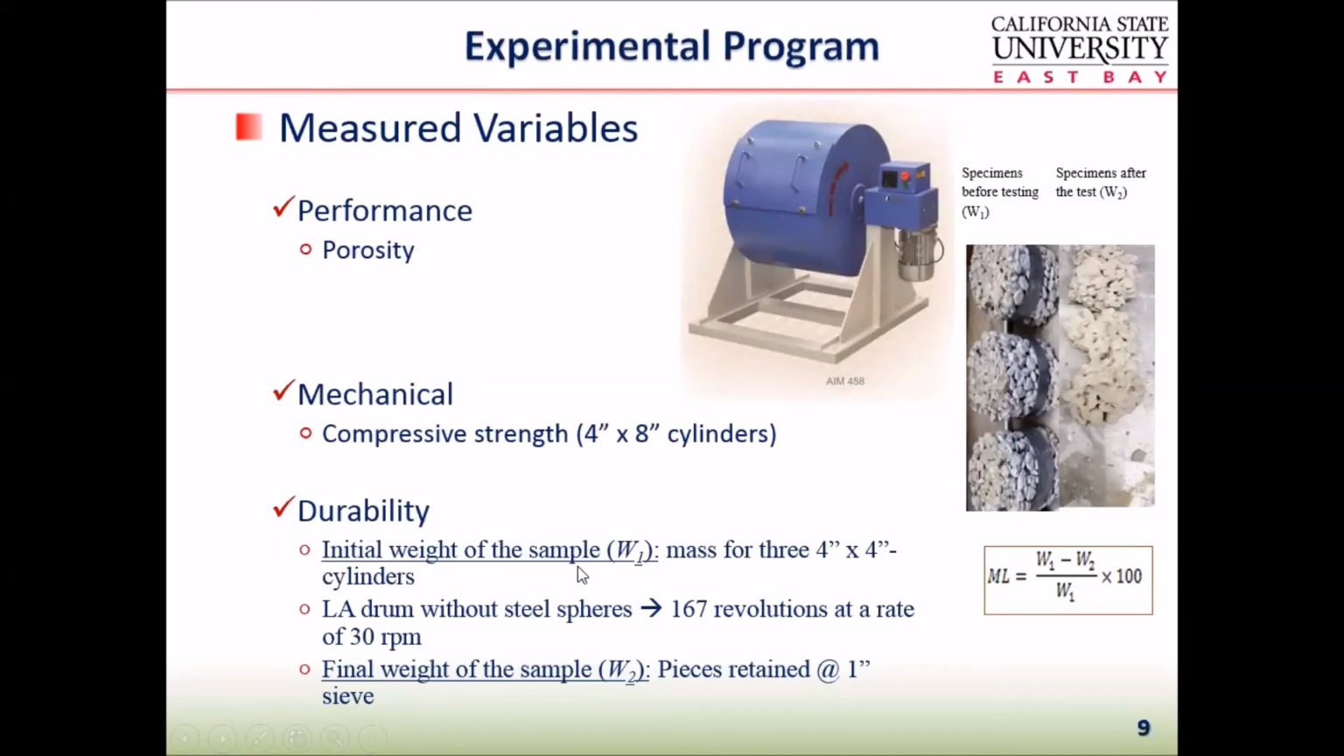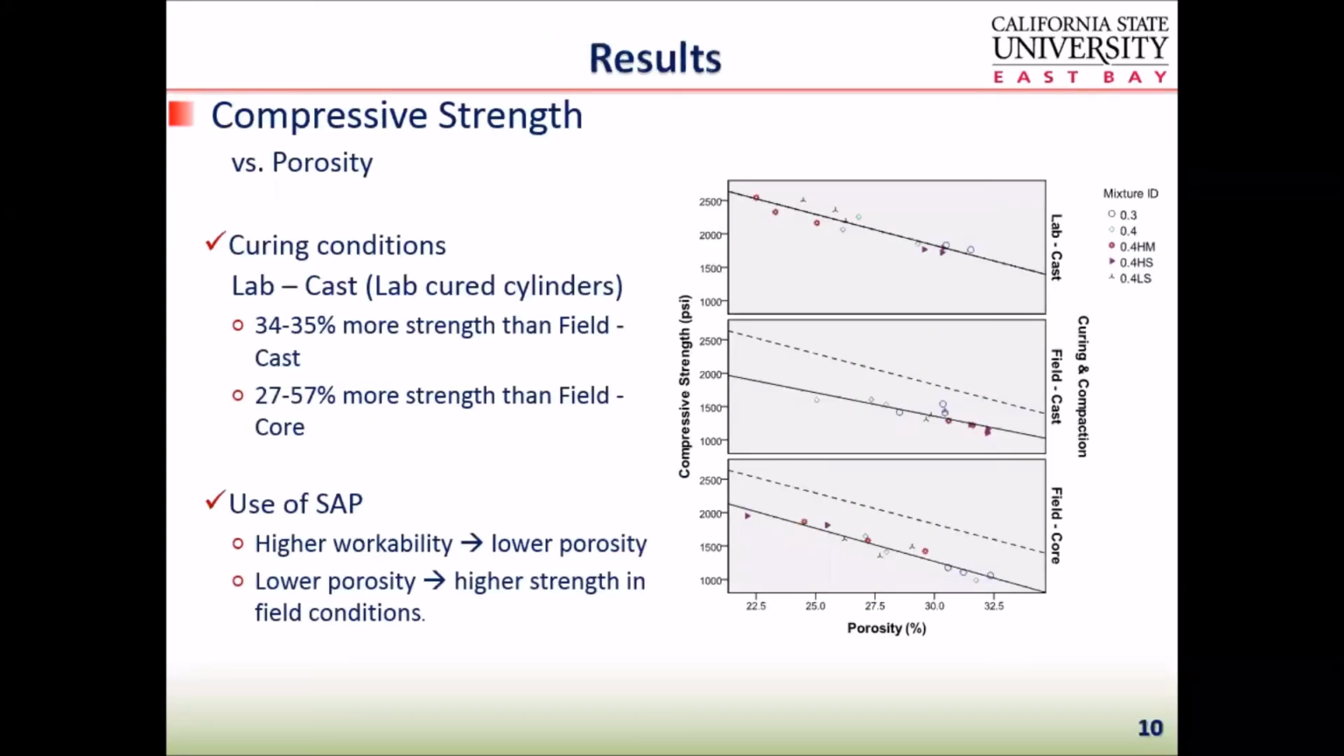What will we measure? We measure the porosity of each specimen. We'll measure the compressive strength, and we'll also measure the durability. For the durability, we'll place 3 half cylinders into this LA abrasion machine, and we'll compare the initial weight of the sample with the final weight of the same sample after 167 revolutions. That measurement will be identified as ML, or the mass loss. So the higher your mass loss, the lower the durability of your concrete.